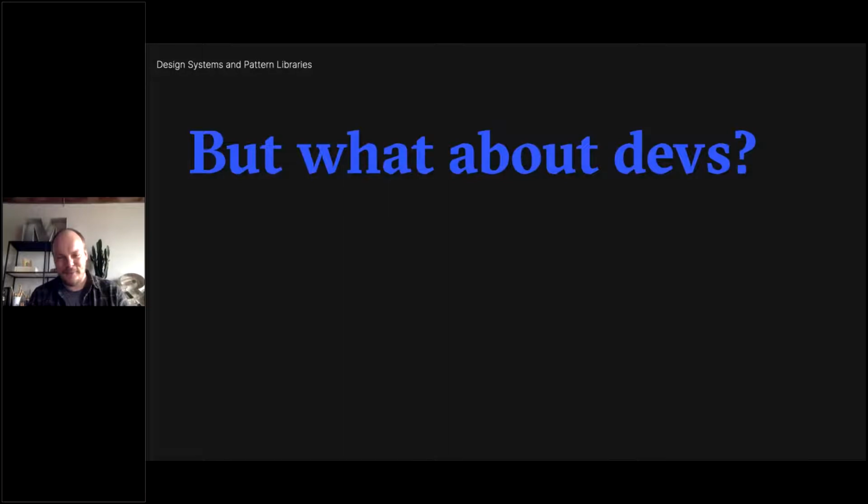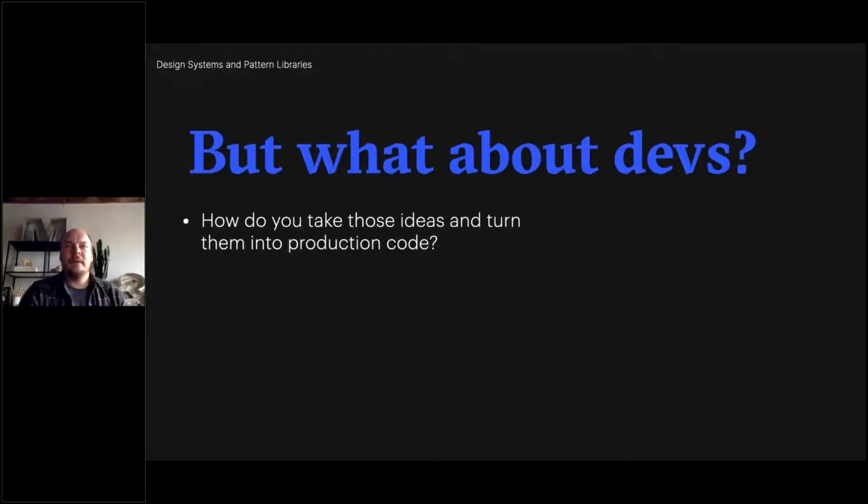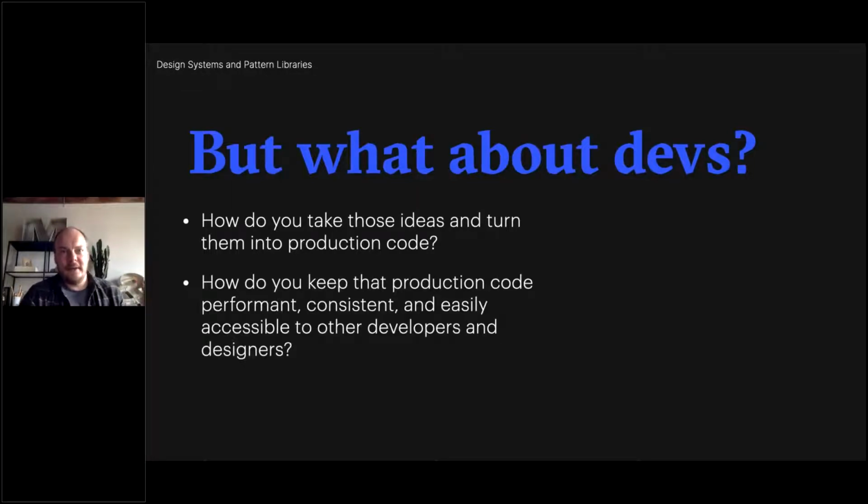That design system is useful. It's not code though, it's just design. So how can we as developers take the idea of that design system and turn it into production code? How can we turn it into production code that's also performant, consistent, and easily accessible to other developers and designers? Meaning, how can we build a thing that, like a design system, helps tell people coming onto the project things that we have done? How do we do that?